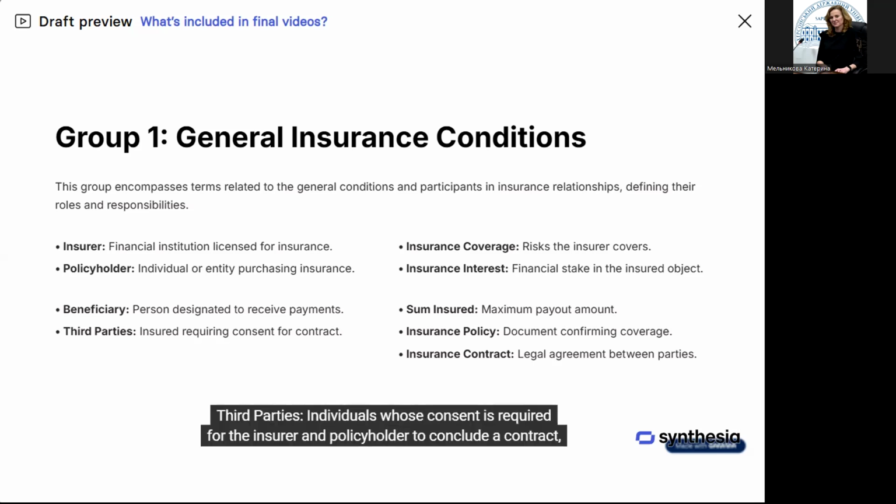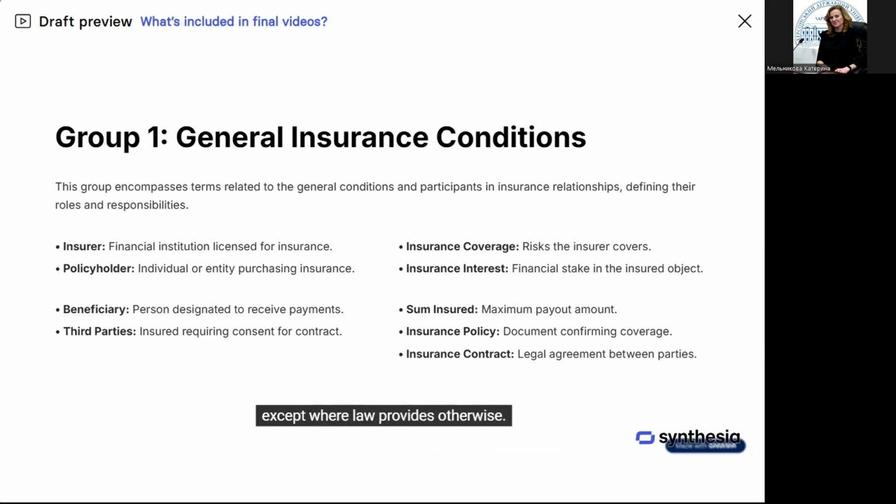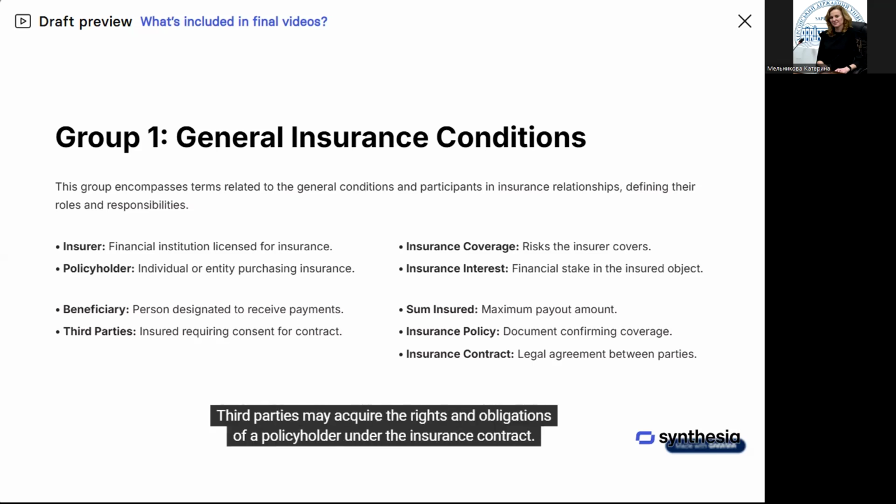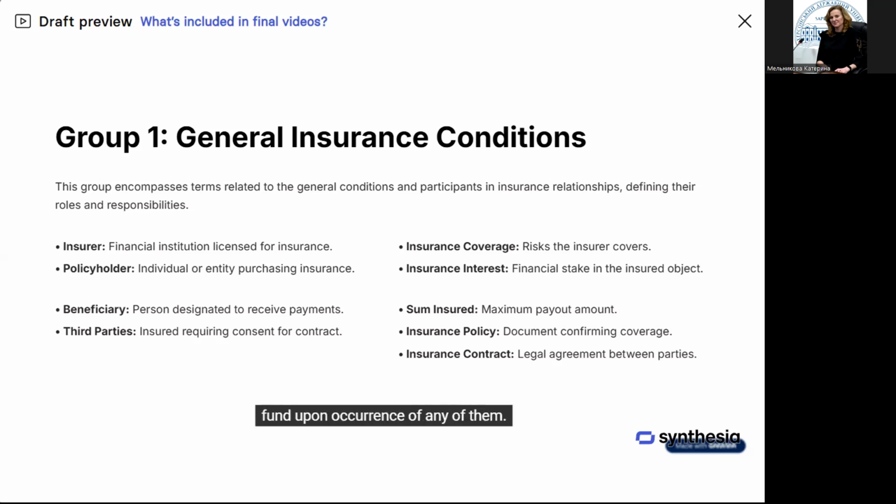Third parties. Individuals whose consent is required for the insurer and policyholder to conclude a contract, except where law provides otherwise. Third parties may acquire the rights and obligations of a policyholder under the insurance contract. Insurance coverage. A list of specific insurance risks. The insurer pays the insured amount from the insurance fund upon occurrence of any of them.